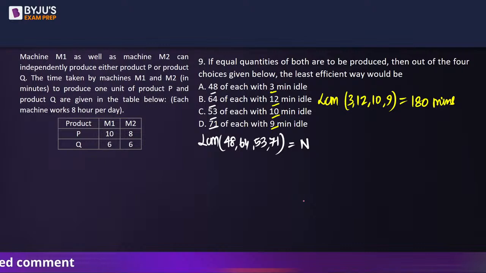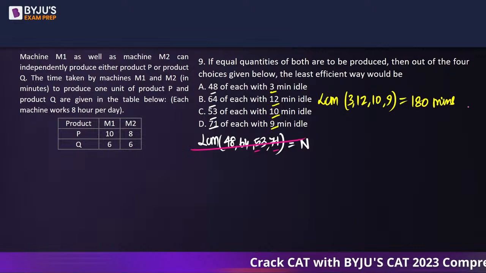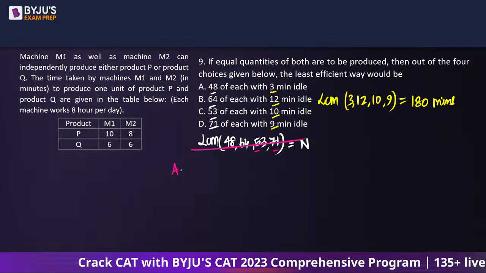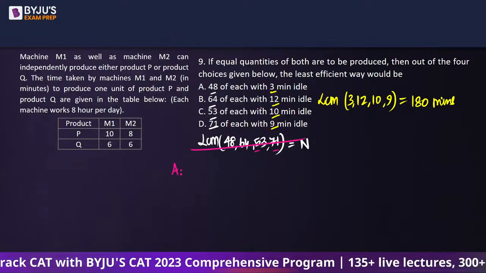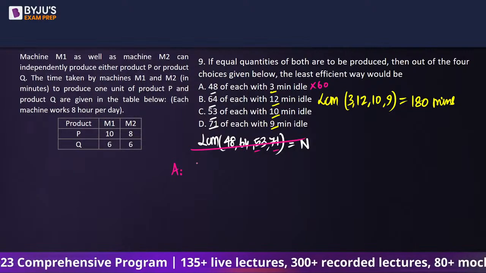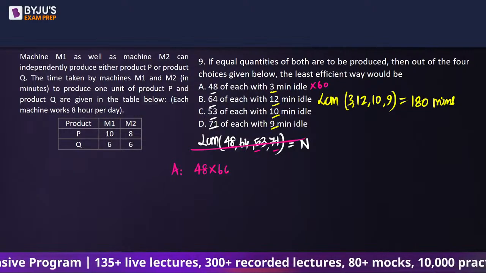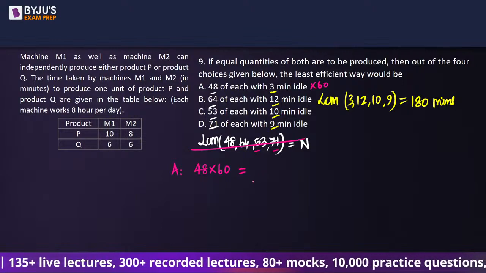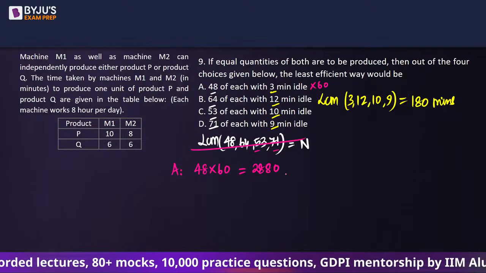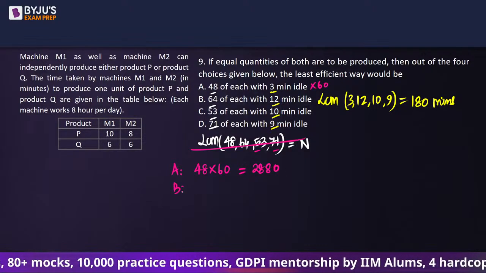Which one is easier? Well, this n is going to be a very difficult one because 53 and 71, they both are prime numbers, so we'll get a huge value. So हम लोग इसका नहीं लेते हैं, अपन इसको ले लेते हैं. So 180 minutes is the total time. So looking at option A, can we say this is 60 times? 3 into 60 is 180. So we will have 48 into 60 units produced, which is going to give us 2880 units.